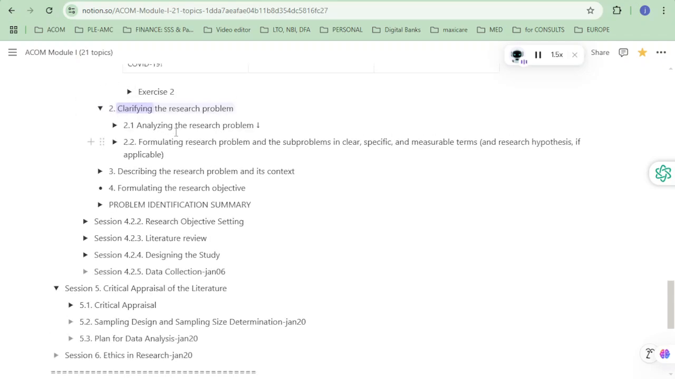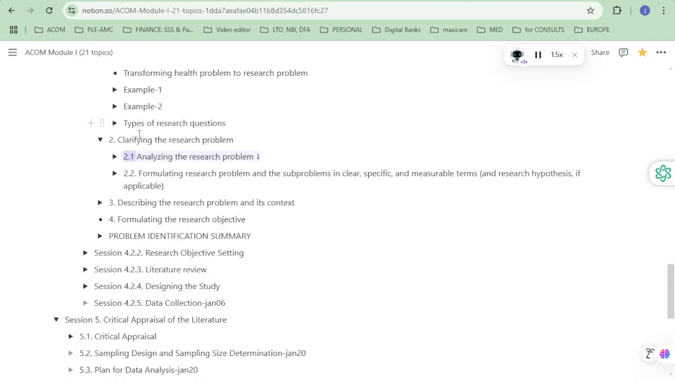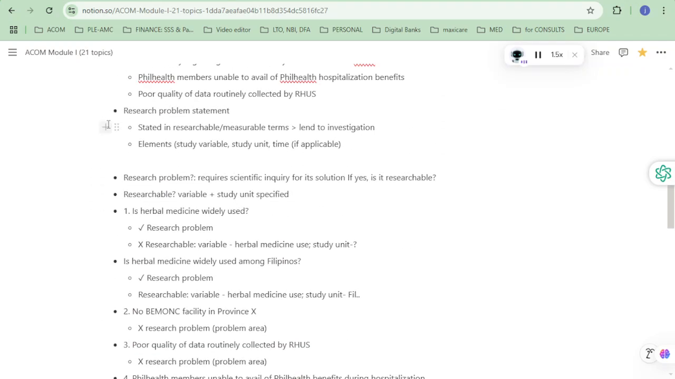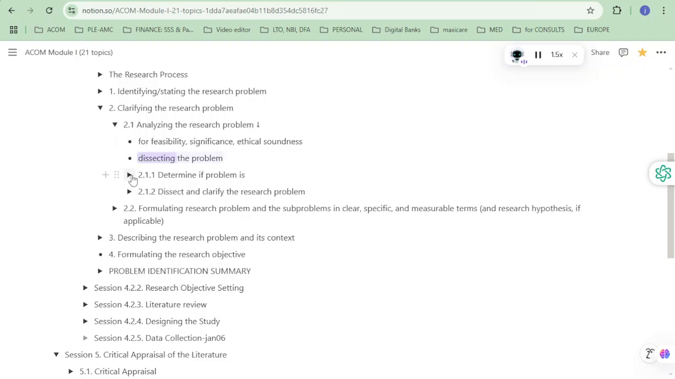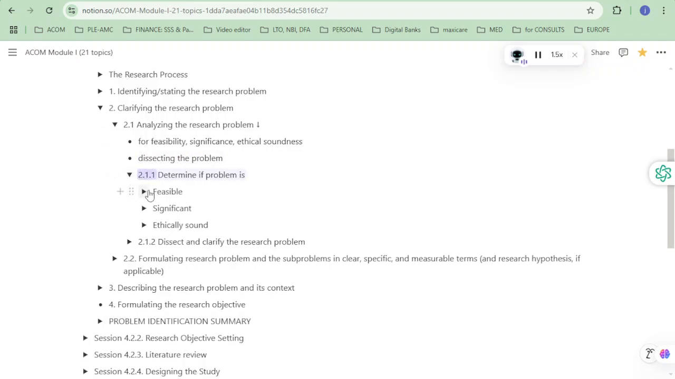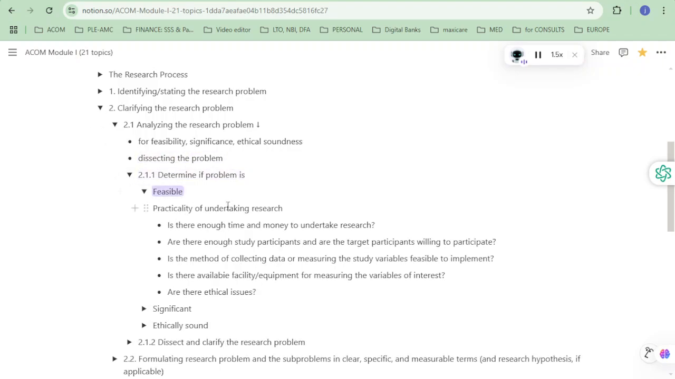2. Clarifying the research problem. 2.1 Analyzing the research problem. For feasibility, significance, ethical soundness. Dissecting the problem. 2.1.1 Determine if problem is feasible. Practicality of undertaking research. Is there enough time and money to undertake research? Are there enough study participants and are the target participants willing to participate? Is the method of collecting data or measuring the study variables feasible to implement? Is there available facility/equipment for measuring the variables of interest?